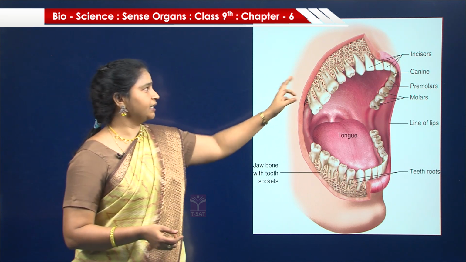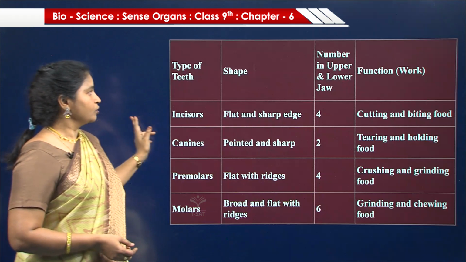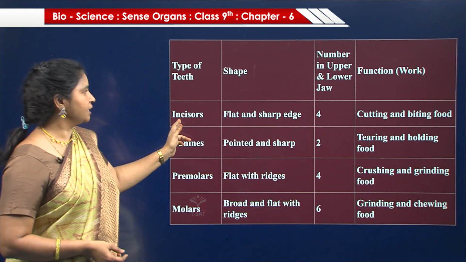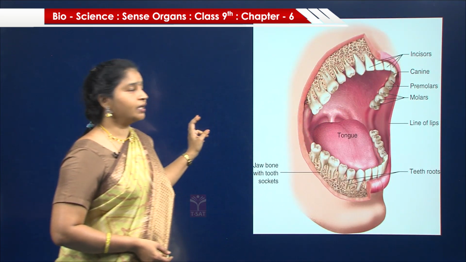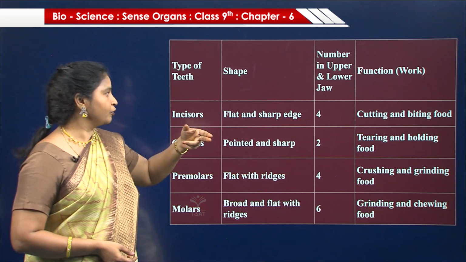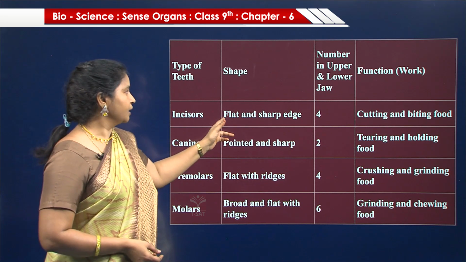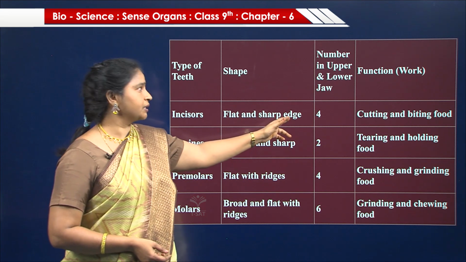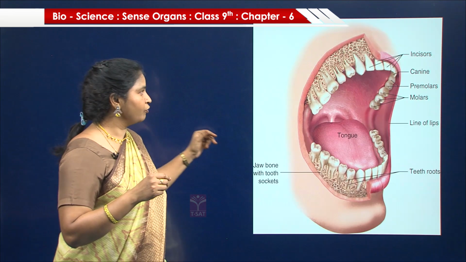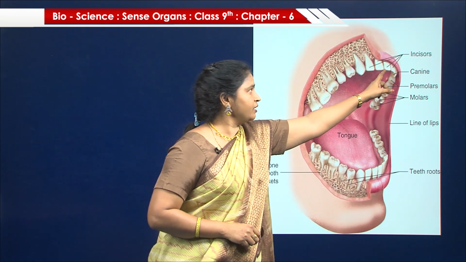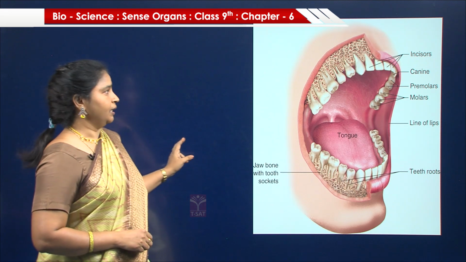The front teeth, you can see, are sharp. This type of teeth is the incisors. These are the incisors. What do these incisors do? They cut the food. They are useful for cutting and biting food. The shape is flat with a sharp edge. How many teeth do we have in the upper jaw? 4 teeth are there, and in the lower jaw 4 teeth are there.